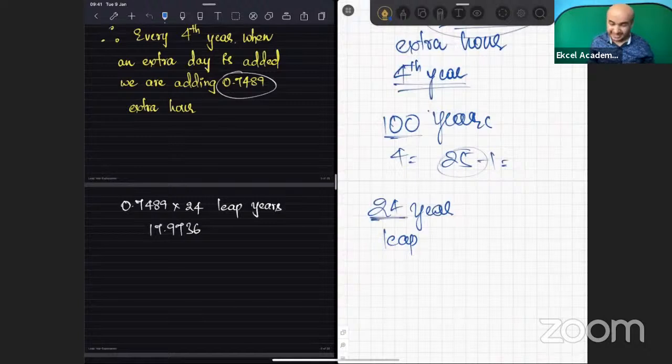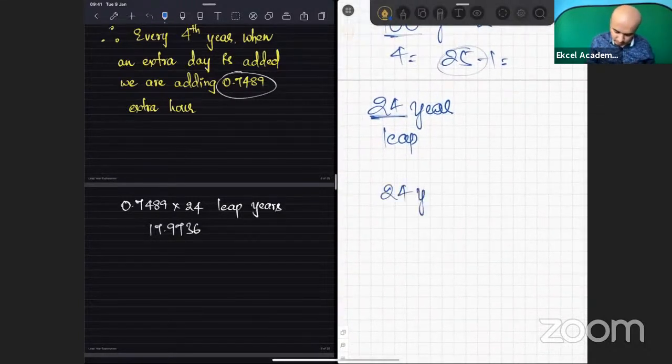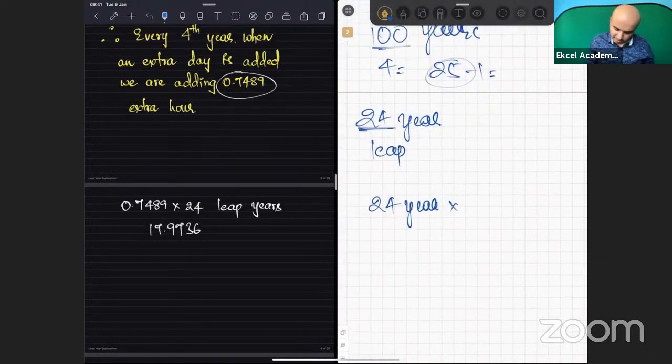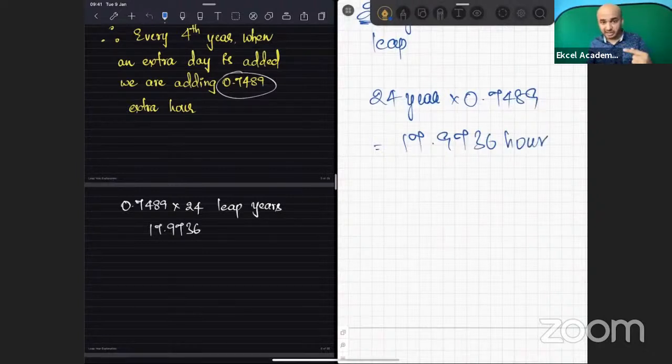Now, in these 24 leap years, what we have done is we have added, what was the additional time? 0.7489. That means we have added 17.9736 hours additionally, even though they were not there in the first place. Let me round it off to 18 hours. This is what we have done over a period of how many years? Over a period of 100 years.